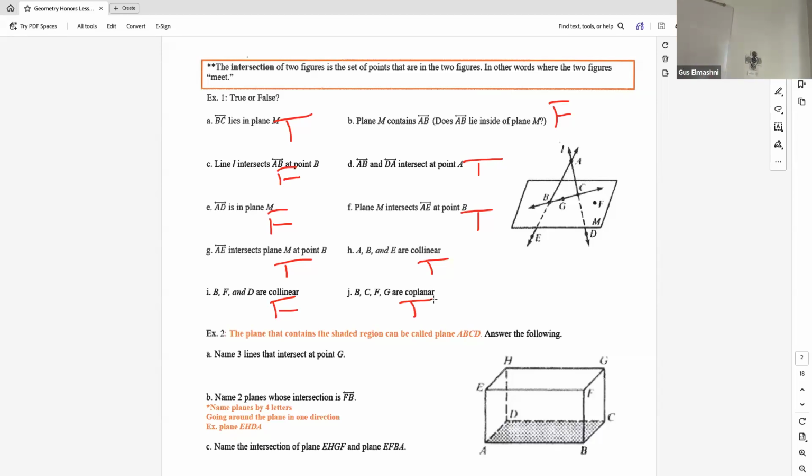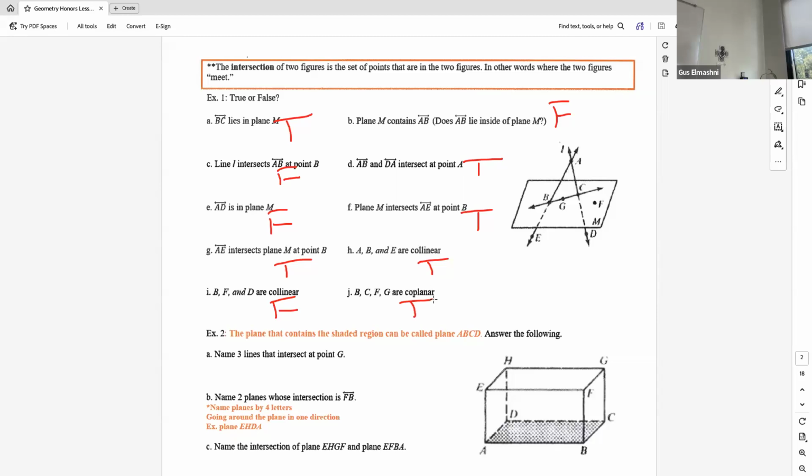So yeah, B, C's and M, 100%. Plane M contains AB. Yep. Oh, sorry, false. B is false. AB is not in plane M. Line L intersects line AB at point B. Line L is over here, it intersects actually at point A. So that's false. DA and AB intersect at point A, they do.